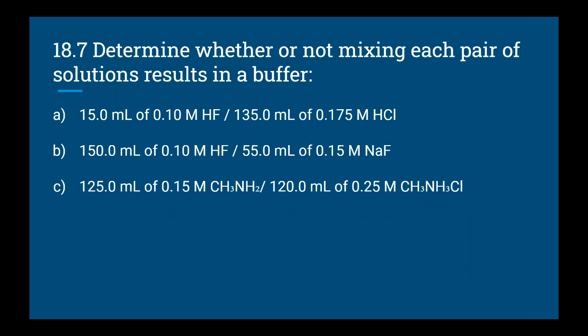We are given A, 15 milliliters of 0.10 molar hydrofluoric acid and 135 milliliters of 0.175 molar hydrochloric acid. B, 150 milliliters of 0.10 molar hydrofluoric acid and 55 milliliters of 0.15 molar sodium fluoride. And C, 125 milliliters of 0.15 molar methylamine and 120 milliliters of 0.25 molar methylammonium chloride. Essentially, we are trying to determine whether mixing these solutions creates a buffer or not.